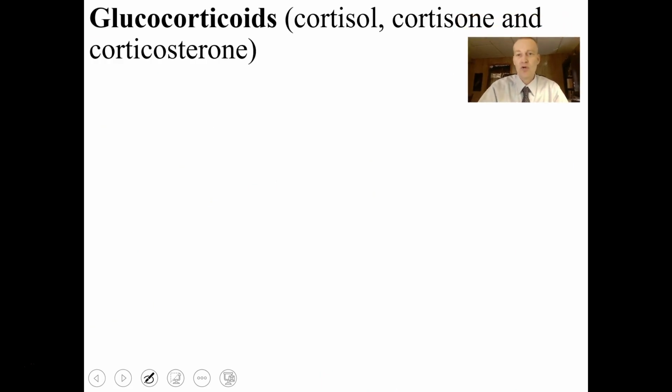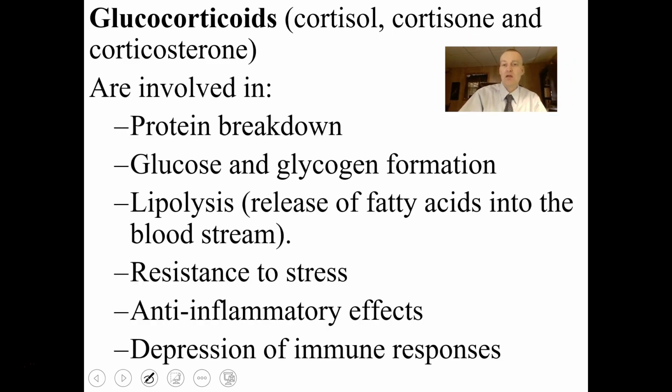So glucocorticoids include cortisol, cortisone, and corticosterone. And these particular hormones are involved in a lot of things. They're involved in protein breakdown, so they break down proteins and release amino acids to the bloodstream. They're involved in glucose and glycogen formation, so there is a glucose sparing effect, so it conserves or stores glucose. It has an effect that does that.